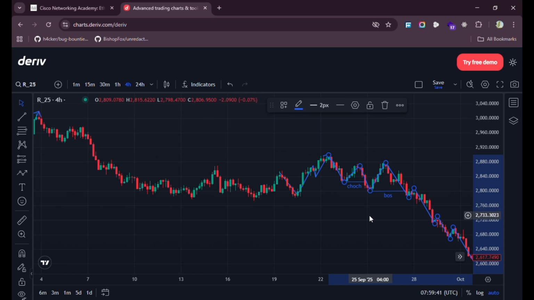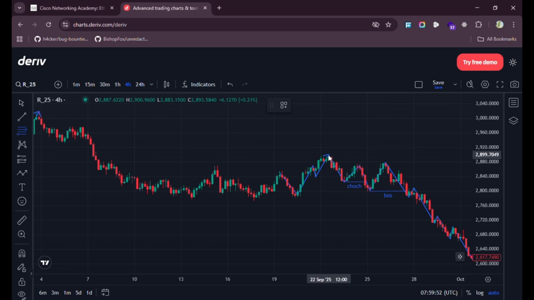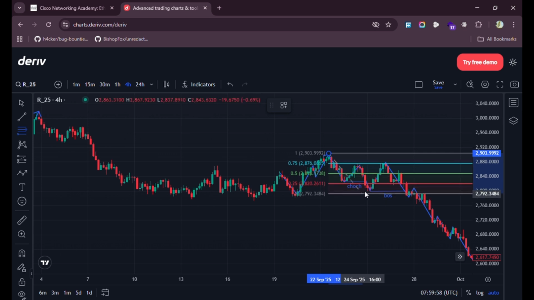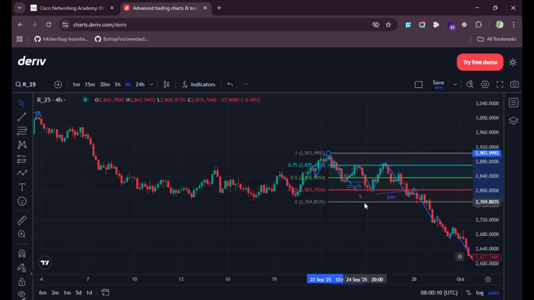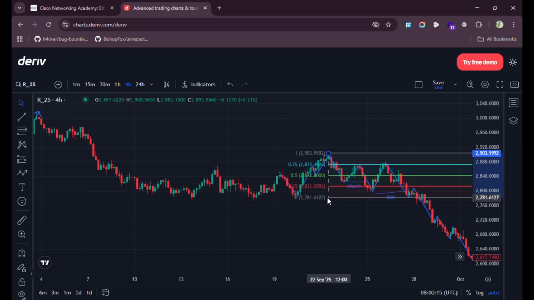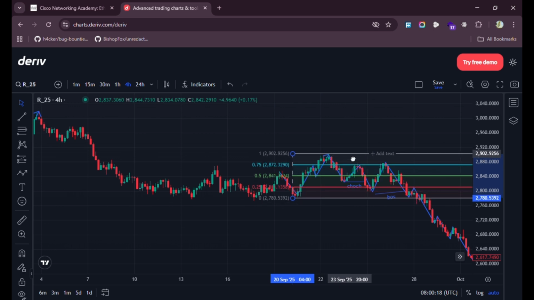So how do you identify these points, the premium and the discount? You simply take your Fibonacci retracement tool. From your Fibonacci retracement tool, you put it at your highest point of the market to your lowest point. Let me adjust. This was the highest point and this was the lowest point.